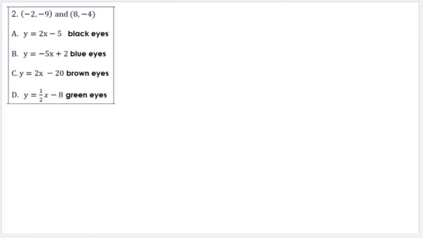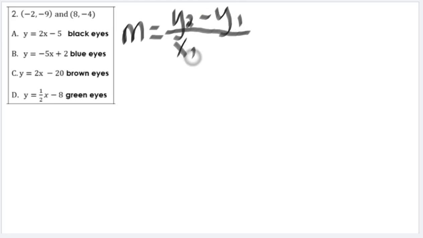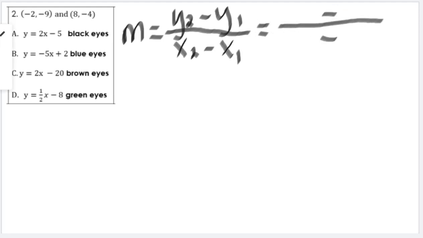All right, so this is number 2. So I'm going to do another example. Our first step is to find the slope. So we're going to use the slope formula: y2 minus y1 over x2 minus x1. So I'm doing my fraction bar and my 2 minus signs. So here I have x1, y1, x2, y2. So I have -4 minus -9 over 8 minus -2.